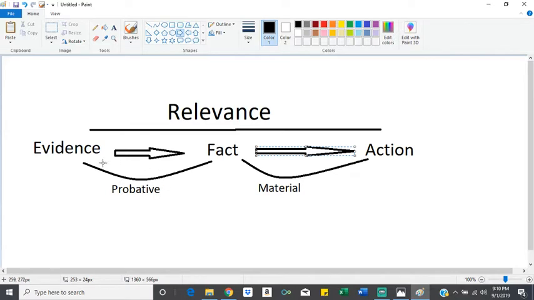So I'll try and give you an example, and this will probably be a bad one, of something that might not make it through the relevance test. So let's say that evidence that a defendant bought socks the day before the murder, right? And let's say it's not important to the timeline. It's just that he bought socks.